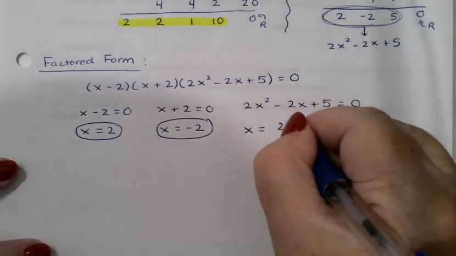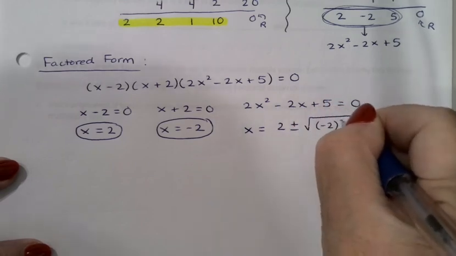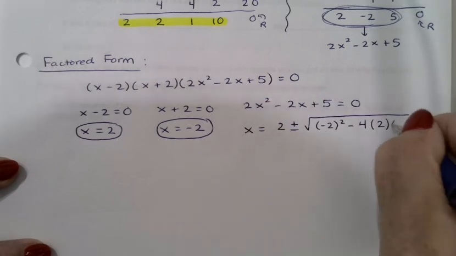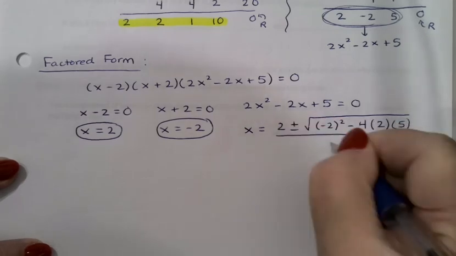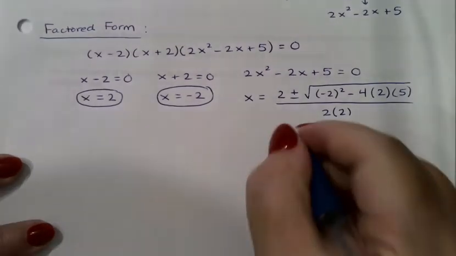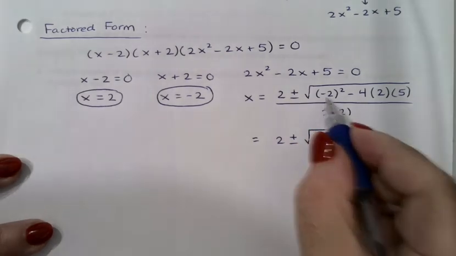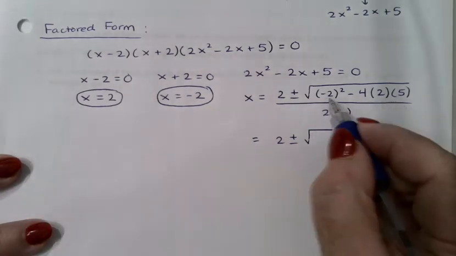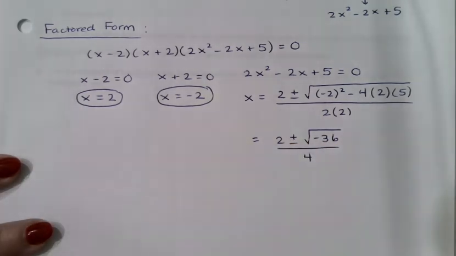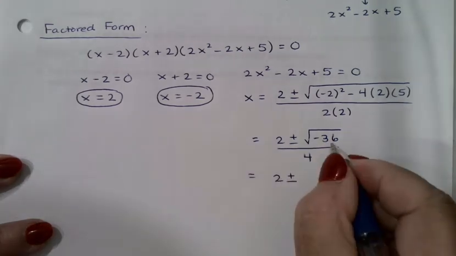Opposite of b would be positive 2 plus or minus the square root of negative 2 squared minus 4 times 2 times 5 over 2 times 2. What is that? 4 minus 40? Yeah, 4 minus 40 would be negative 36. So it looks like I'm going to get imaginary answers here. That would be 6i.